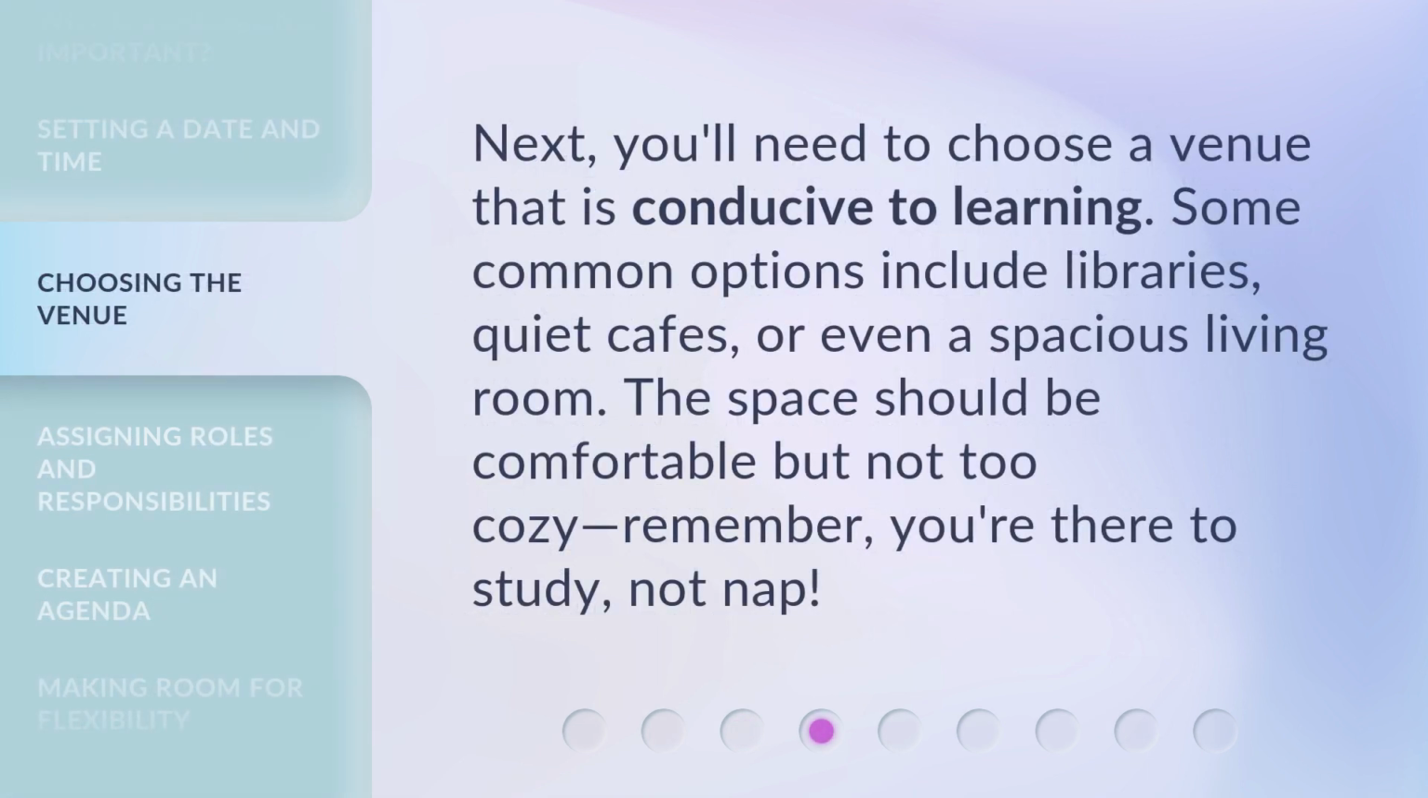Next, you'll need to choose a venue that is conducive to learning. Some common options include libraries, quiet cafes, or even a spacious living room. The space should be comfortable but not too cozy. Remember, you're there to study, not nap.